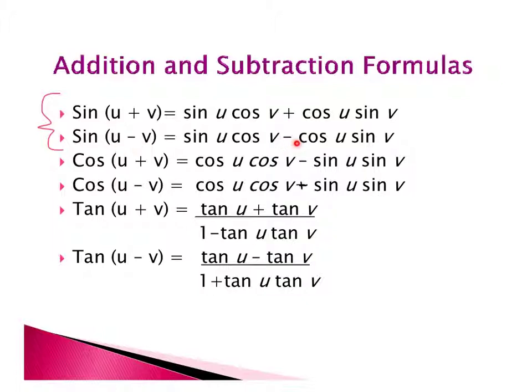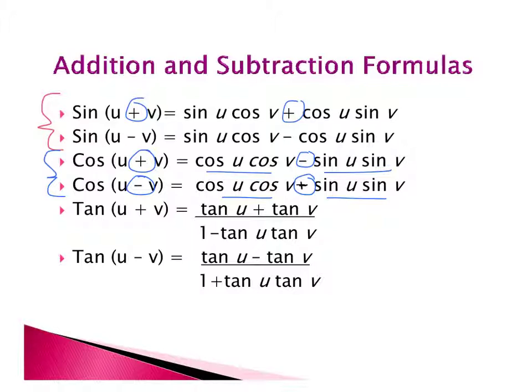For cosine, notice that the pattern is cosine, cosine, sine, sine, and it didn't matter which one I was looking at. So cosine of the first angle, cosine of the second angle, either plus or minus, sine of the first angle, sine of the second angle. If you're adding, notice that the sign switches. If you're subtracting here, notice that the sign switches as well. So for sine, the signs stay the same. For cosine, the signs are switching in these formulas.